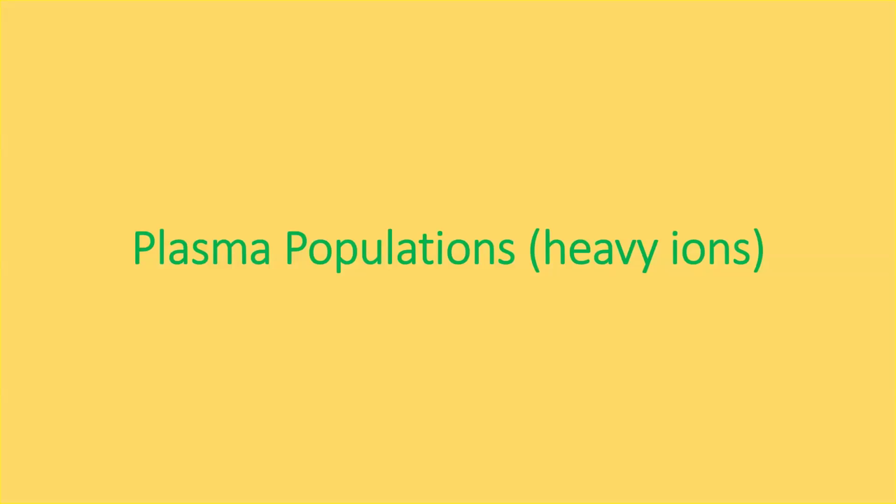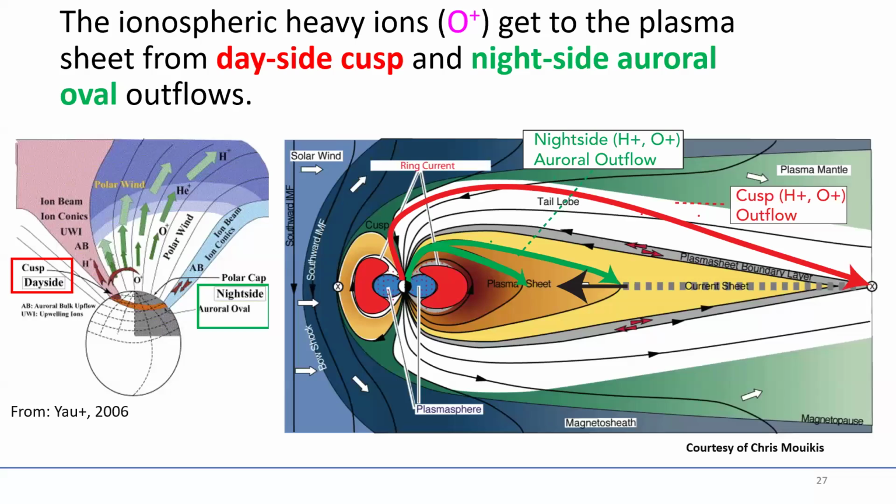Finally, I want to talk about heavy ions, because up until this point, I've pretended that the magnetotail just has protons and electrons, and that's not really quite true. So in the magnetotail, you can get oxygen coming from the day side and going straight back to where reconnection occurs, and from the night side, just entering the plasma sheet directly.